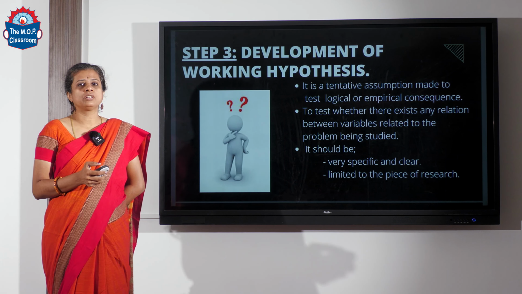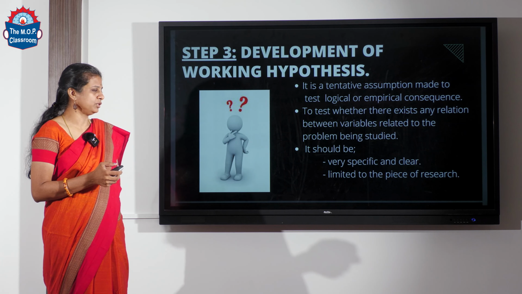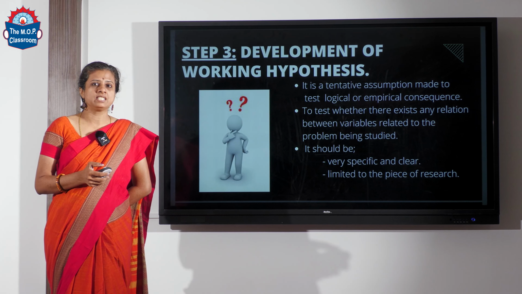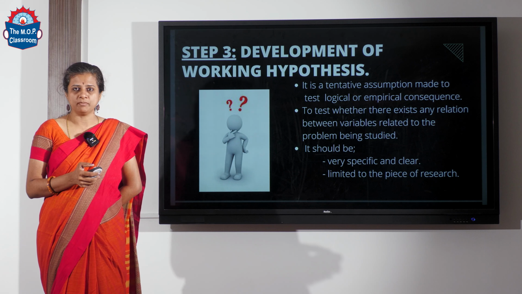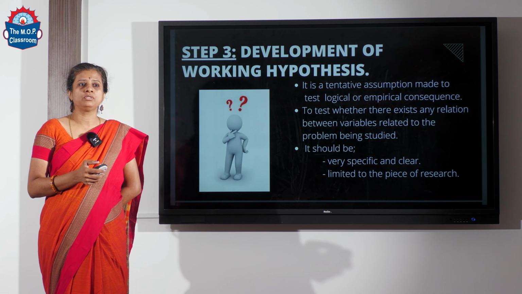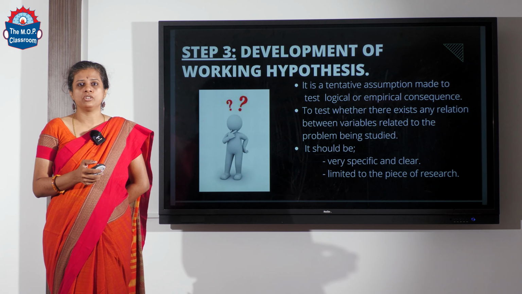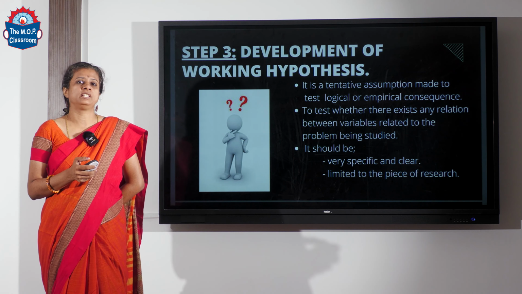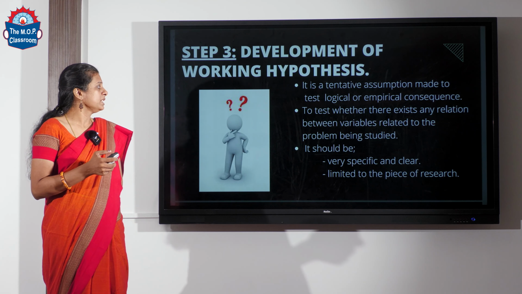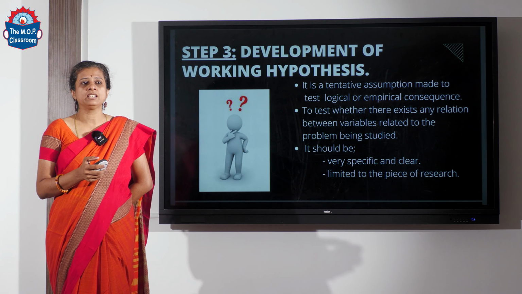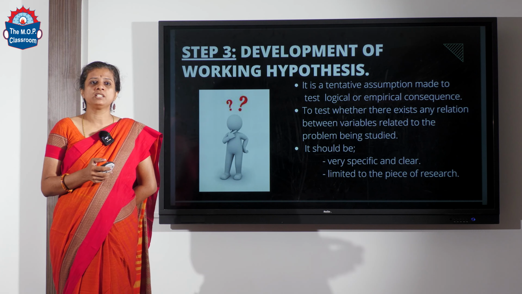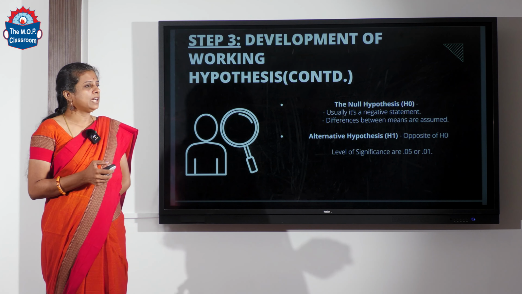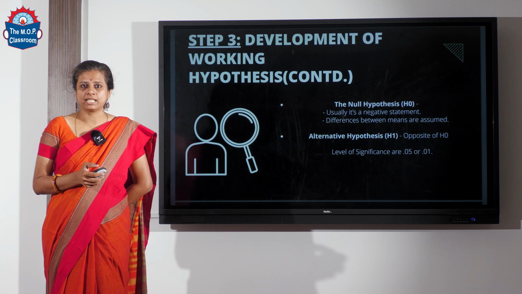Step 3 talks about the development of the hypothesis. Now, what is this hypothesis? Hypothesis is a tentative assumption that the researcher makes in order to find out whether it is correct or not, thereby making an attempt to prove or disprove the hypothesis. Now, the hypothesis must be very clear and it should be limited to the piece of research that is being undertaken. The hypotheses are basically of two types.